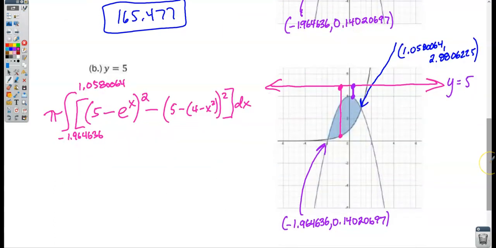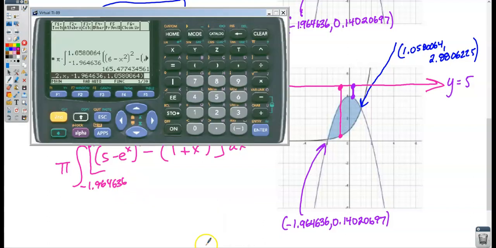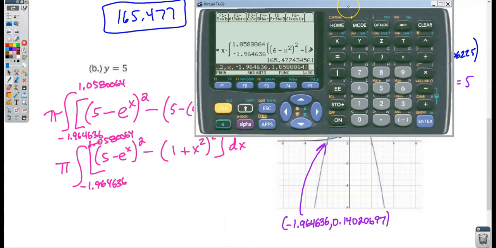And again, I can simplify this if I want to. I can take what's inside here and turn it into 1 plus x squared, quantity squared, and find the volume of my solid that way. And just copy these limits of integration down, 1.0580064 and negative 1.964636. And now go punchy on my calculator to find the volume of the solid.